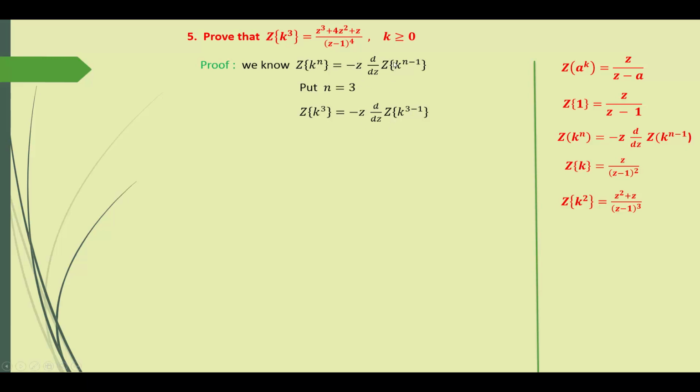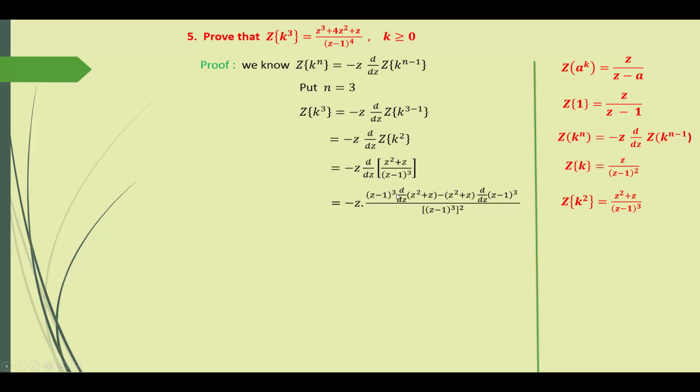Put the value of n equal to 3: Z transform of k cube is minus z into d by dz of Z transform of k raised to 3 minus 1, equal to minus z into d by dz of Z transform of k square. Now put the value of Z transform of k square, which is (z square plus z) upon (z minus 1) cube. Now find the derivative of this term by using the u upon v formula. So equal to minus z, apply the u upon v formula for the derivative.